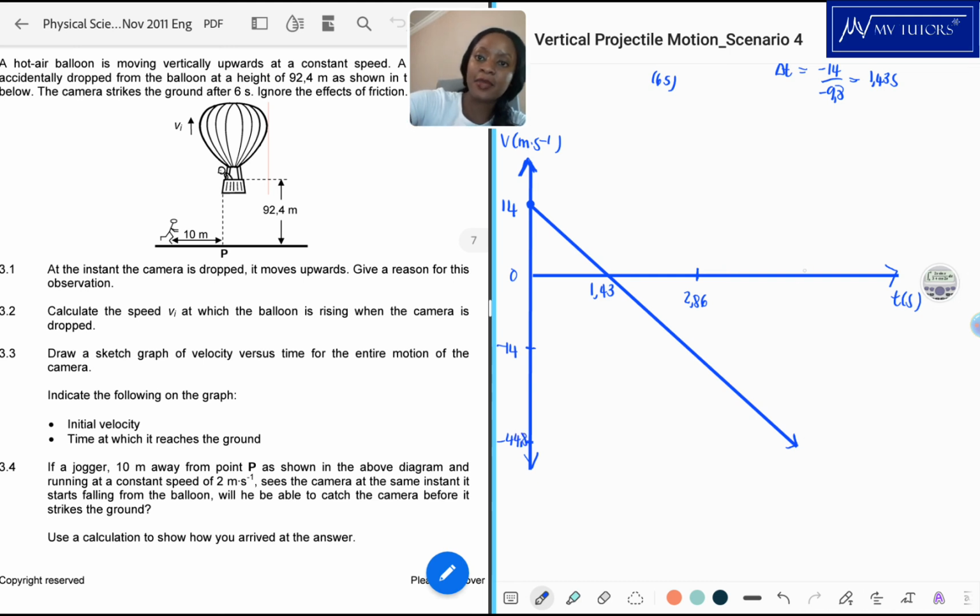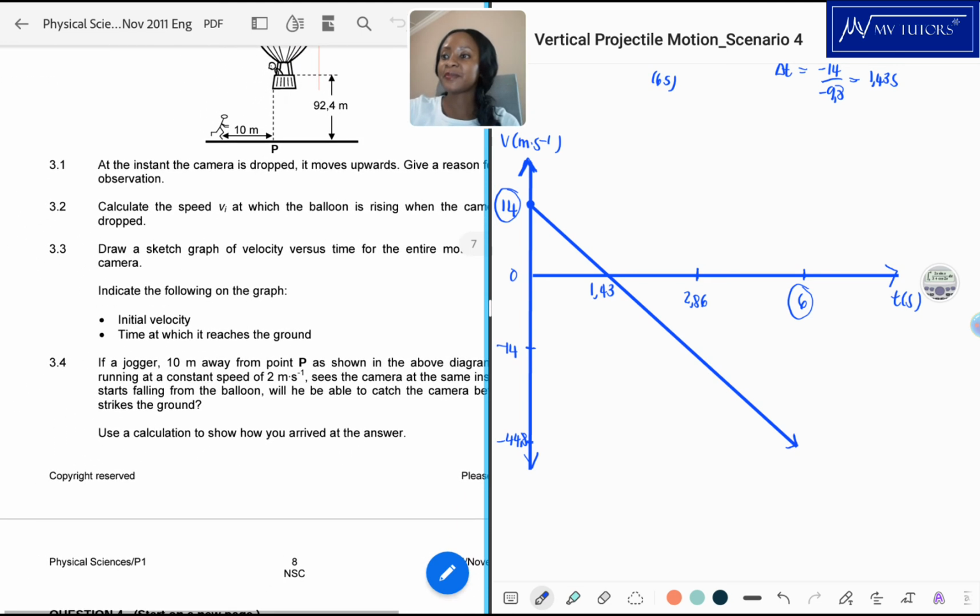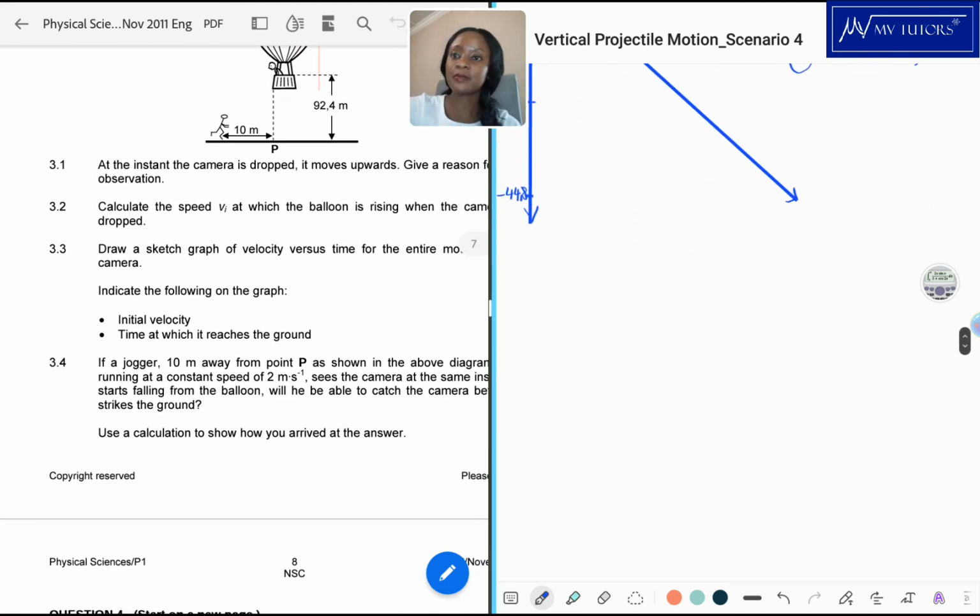The time that it reached there was 6 seconds, and that's all they wanted to see. They wanted to see the initial velocity as well as the time it took to reach the ground, which is 6 seconds. Okay, now the last question, 3.4.